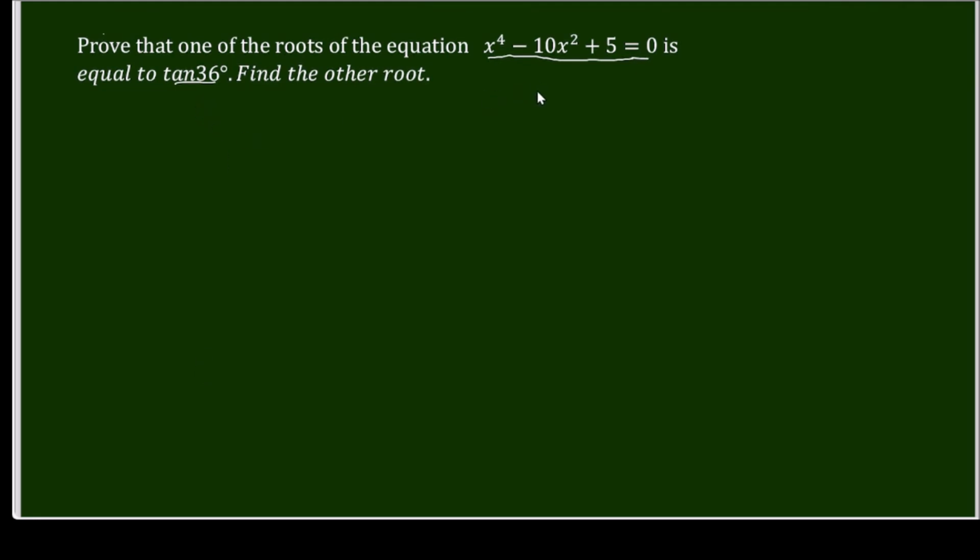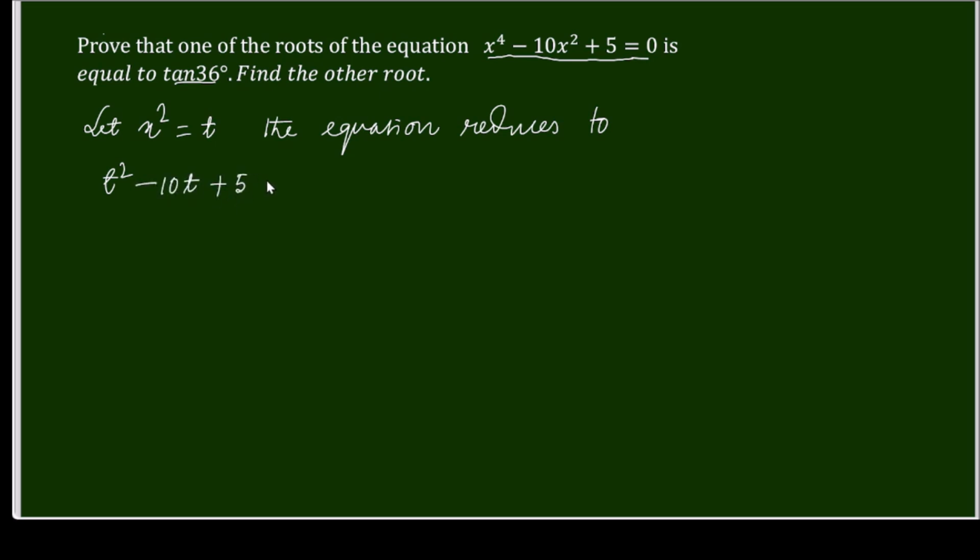So we know how to reduce this equation into a quadratic and solve it. Let's begin. I'll take x square to be some variable t, so that the equation reduces to t square minus 10 times t plus 5 is 0. So it is a quadratic equation in t.